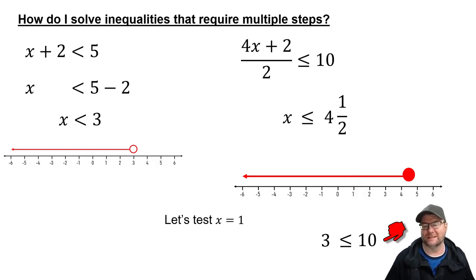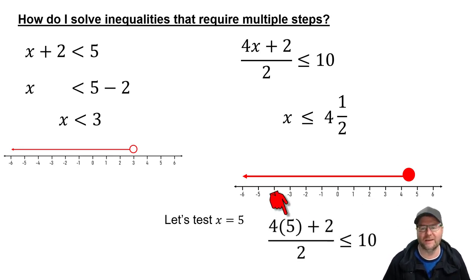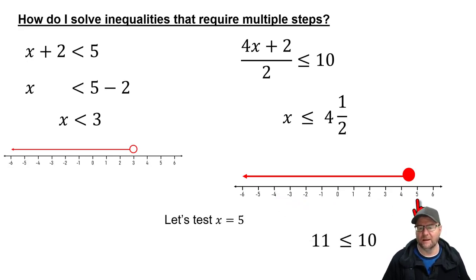But what about if we test this value? What if we said x equal to 5? Now looking at my number line, it shouldn't be part of my solution set because it actually sits above that solid dot. So let's test it. Let's substitute 5 in where the x was. 4 times 5 is 20. 20 plus 2 is 22. 22 divided by 2 gives me 11. And 11 is not less than or equal to 10. So that's good. It looks like we've got this correct because 5 is not part of our solution set.